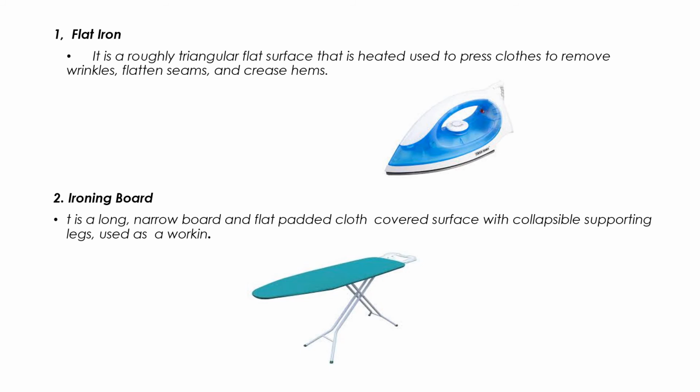We have number 1, flat iron. It is a roughly triangular flat surface that is heated, used to press clothes, to remove wrinkles, flatten seams, and crease hems. Iron board or ironing board. It is a long, narrow board and flat padded cloth-covered surface with collapsible supporting legs used as a working surface with iron.